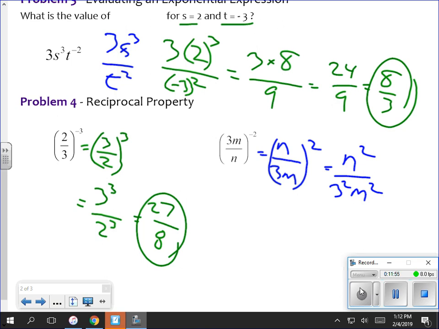Now, there is one other thing we need to do. What do you think I need to do? Try to make it look pretty. Well, what can I do? Can I square n? We don't know what n is, right? Can't square m, but can I square 3? Yeah. If you have something like that, get rid of the exponent. So I get n squared over 9m squared. Get rid of the exponent, make it look pretty. Clean it up a little bit. That's the idea behind it.